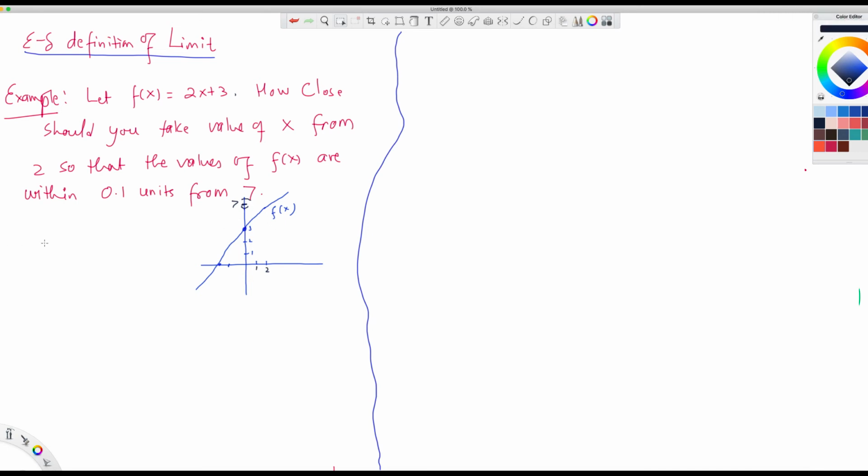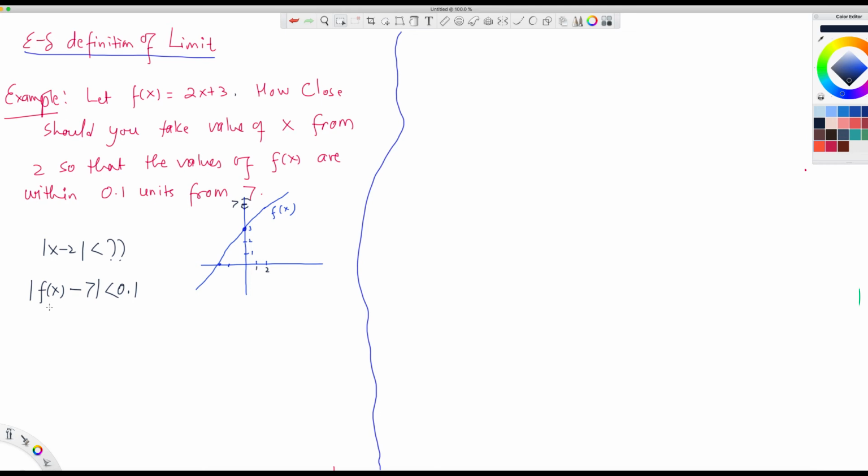So how close should you go to 2? That means |x − 2| is less than how close? This is the question mark. You want the values of f(x) within what unit? Within 0.1 unit from 7, right? |f(x) − 7| is less than 0.1. That's what it is saying. How close should you go to 2 so that the values of f(x) are within 0.1 units from 7?